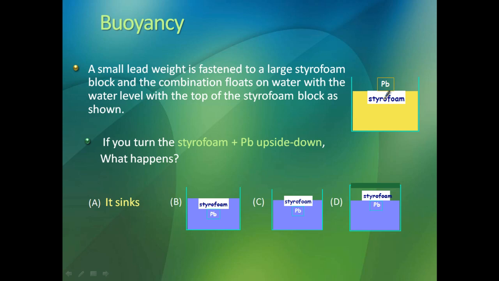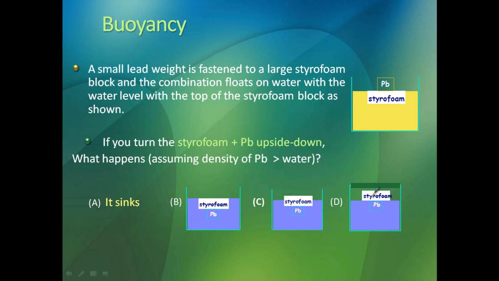And if you put it in water, the water is going to just barely touch the top of the styrofoam, and the lead's going to be sitting on top. If we turn the styrofoam and lead upside down, what's going to happen? Is it going to be completely submerged like this, going to float a little bit, or is it just going to be the lead weight on the bottom, the styrofoam on top?